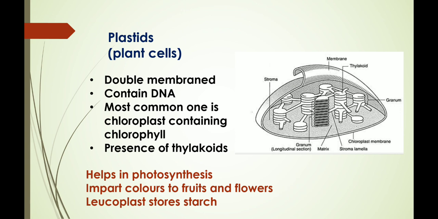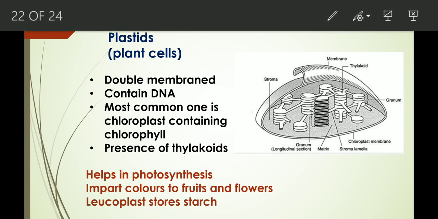Next cell organelle is plastid. This plastid is present only in case of plant cells. Okay, only in case of plant cell we get plastid. Now, plastid is double membranous. See, two membranes are present, 1 and 2. Two membranes are present in plastid.